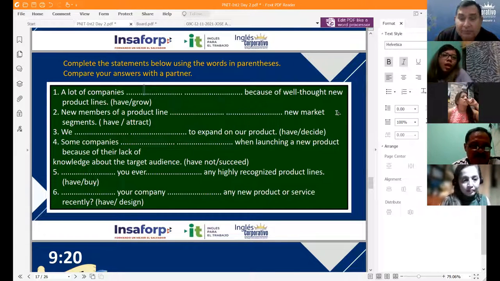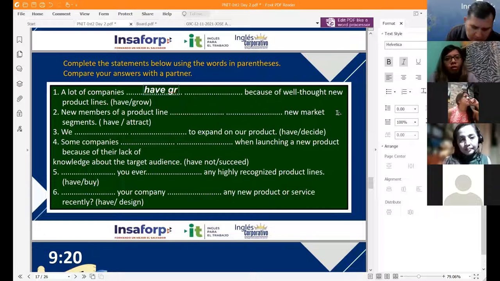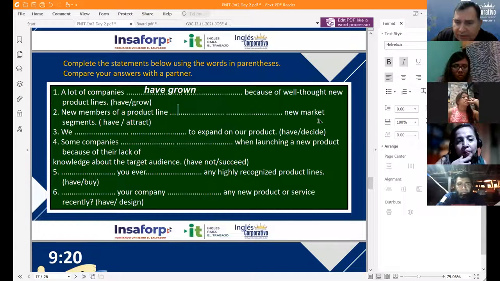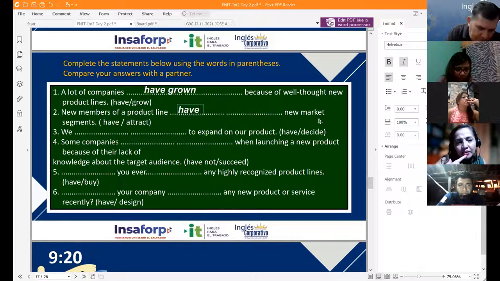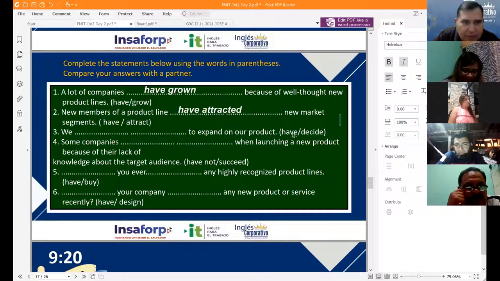A lot of companies have grown because of new product lines. Excellent, very good. Yes, a lot of companies have grown because of well-thought-out new product lines. Excellent. How about number two? One volunteer for two? New members of a product line have attracted new market segments. Exactly. Have attracted new market segments. Okay. Excellent. All right. Segments sounds a little weird there, but all right.